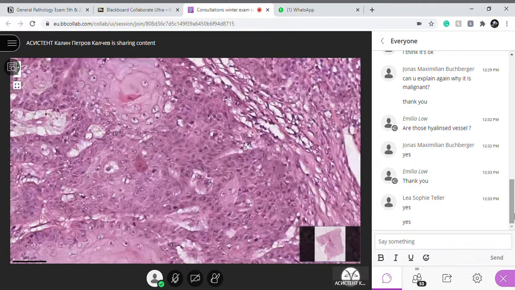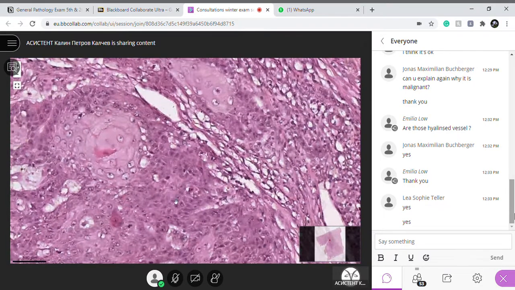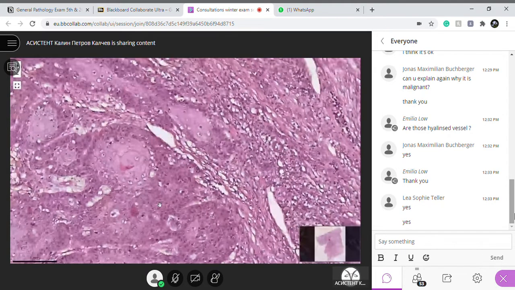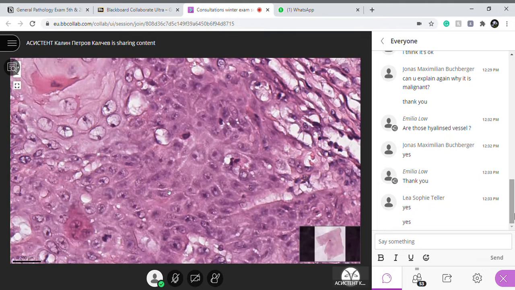This high mitotic activity is typical for malignancies. Usually, you know that they are fast-growing tumors, so a lot of their cells actually undergo mitosis and they divide. Well, although this is a well-differentiated tumor, you can see this high nuclear cytoplasmic ratio.